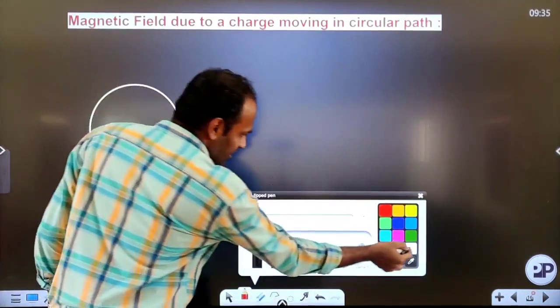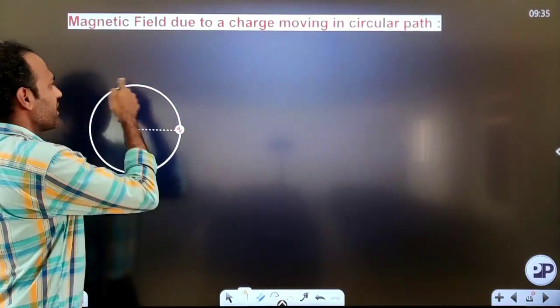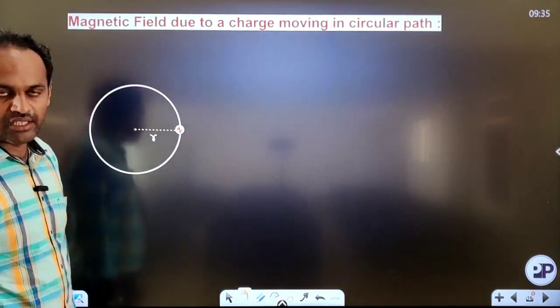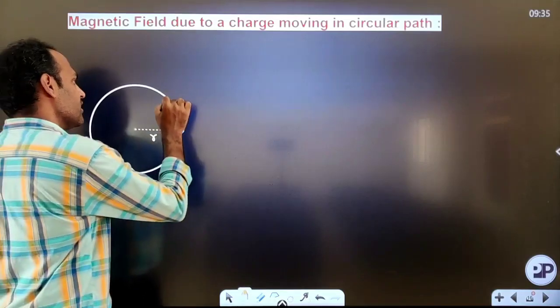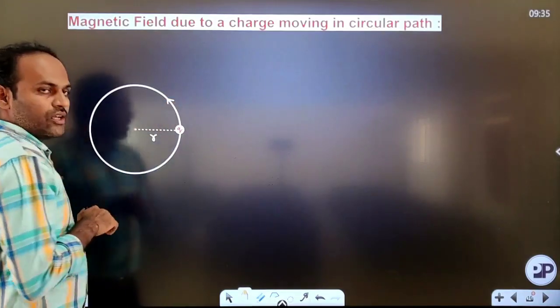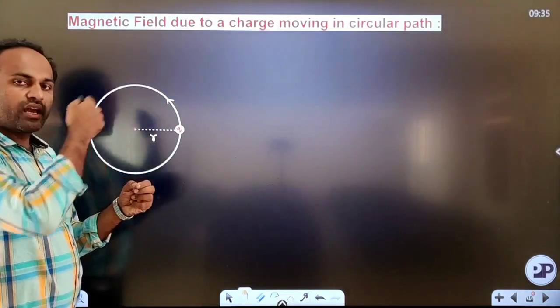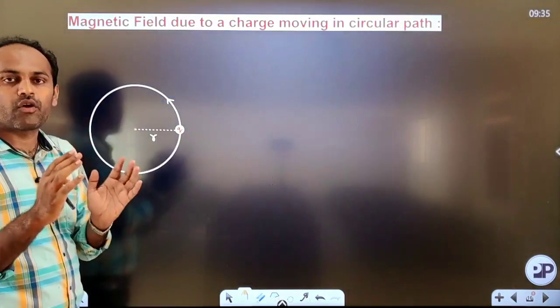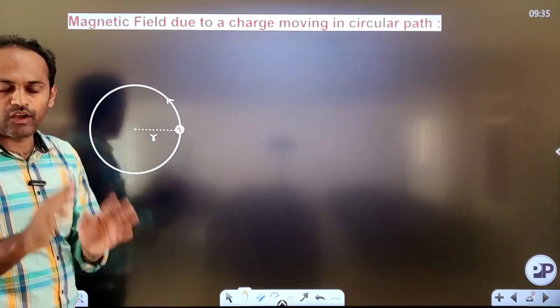Right, what does that charge do? That charge is moving in a circular path whose radius is r. It is moving like this, right? So if a charge is moving in a circular path, you can consider this case similar to that of a circular current carrying coil.